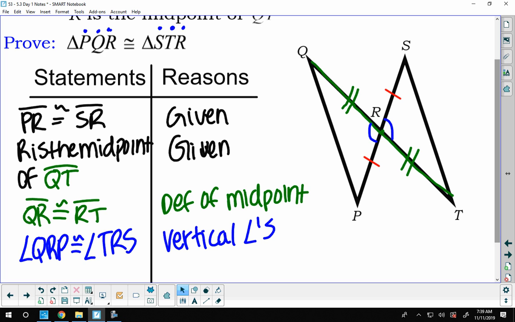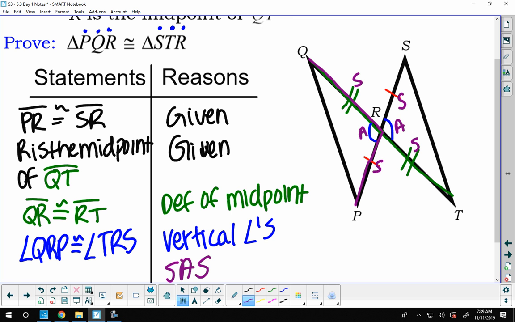So now we have 3 pieces of information. We have side, angle, side. And that is the included angle between these 2 sides. And then side, angle, side. So by the side, angle, side congruency postulate, we can say that triangle PQR is congruent to triangle STR.